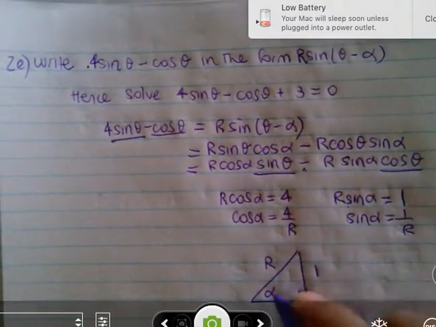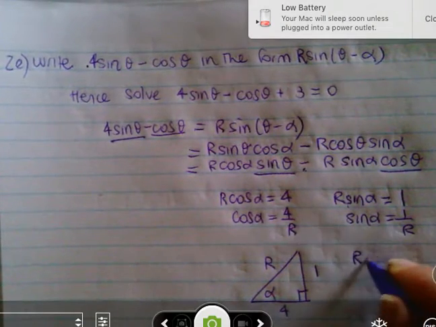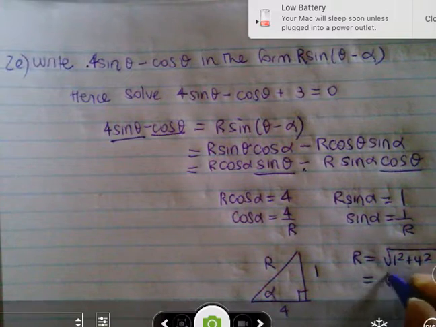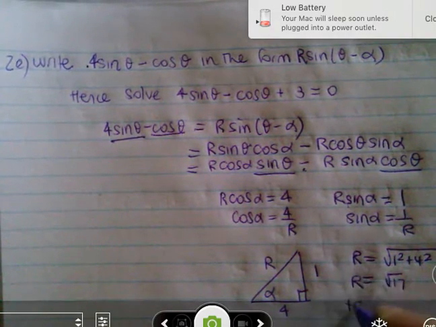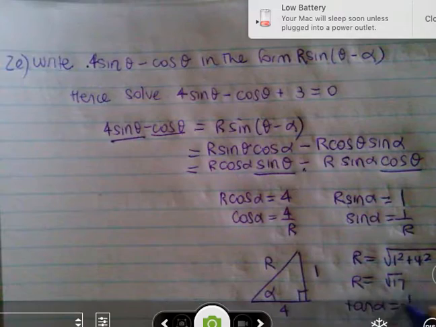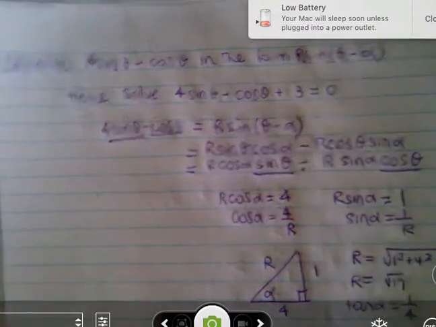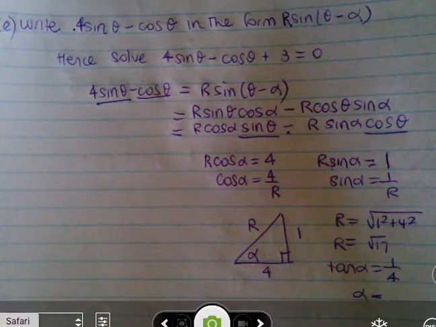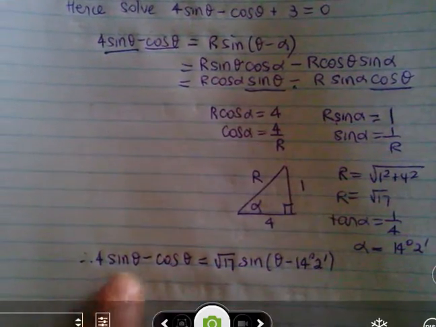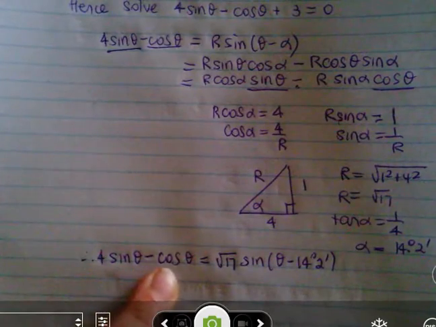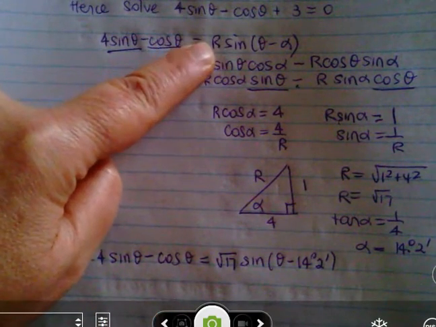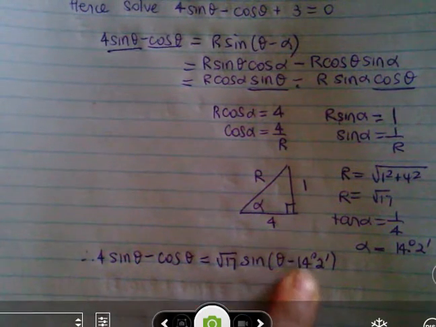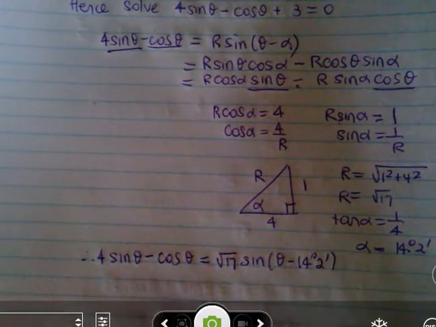So that's a 1 on R, and R is the square root of 1 squared plus 4 squared, square root of 17. And tan of alpha is opposite on adjacent, which is a quarter, and you can work out what alpha is. This was 14 degrees 2 minutes. So 4 sine theta minus cos theta, written in the form R sine theta minus alpha, is root 17 sine theta minus 14 degrees and 2 minutes.